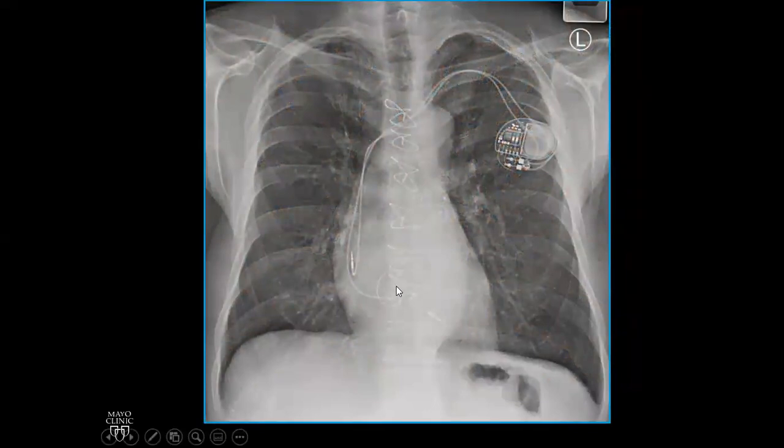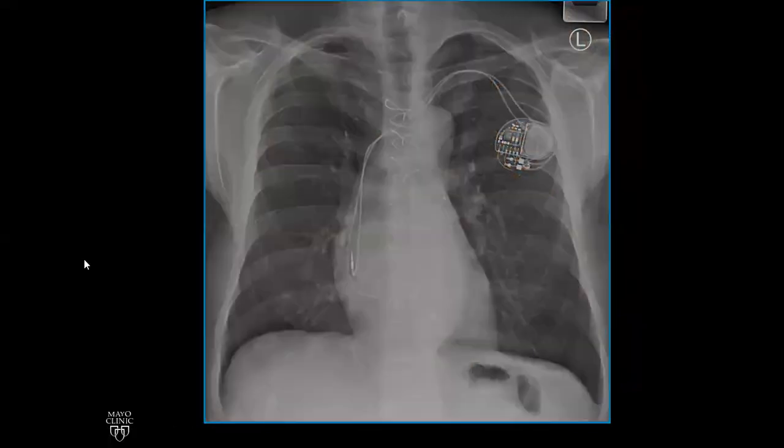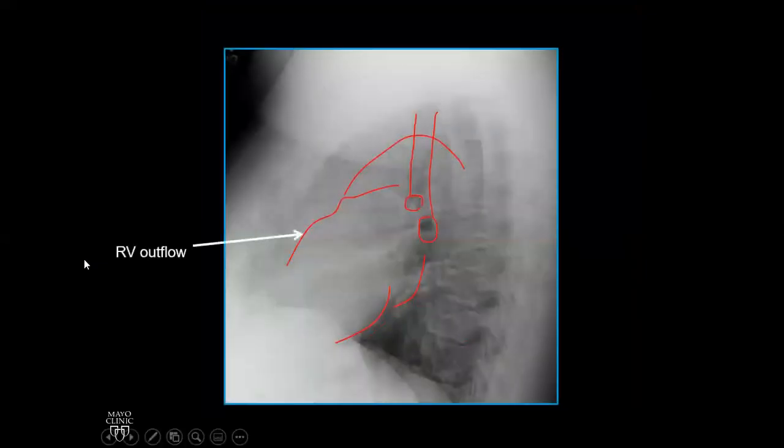And there is the tricuspid valve, pulmonic valve. RV flow. Next, we're going to talk about the aorta.